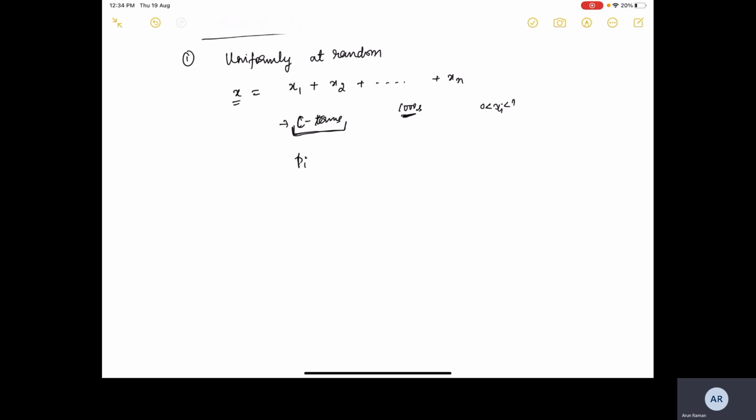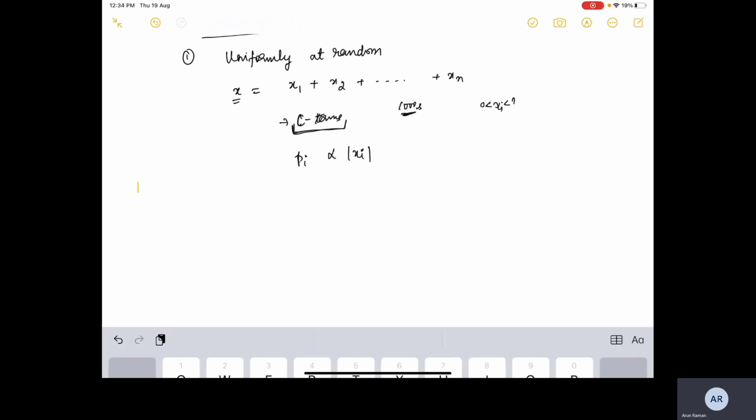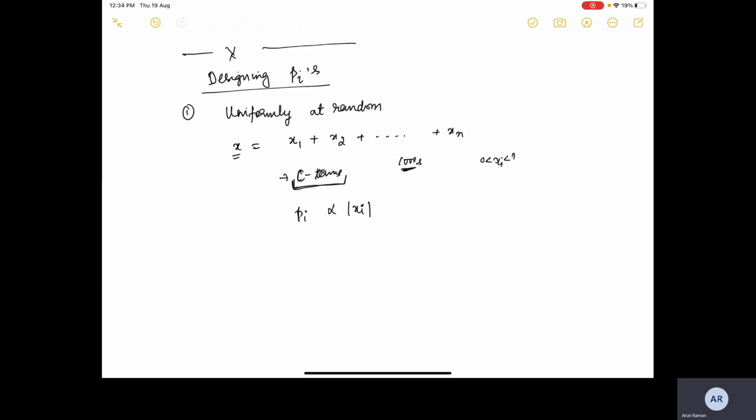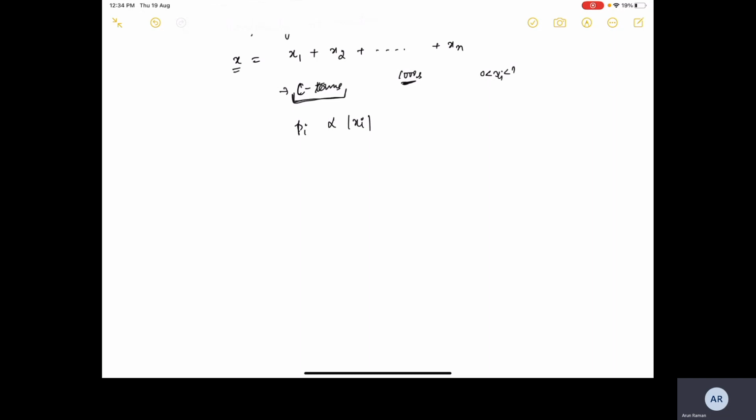To overcome this issue, the intuition says that the probability of picking xi, which is p_i, is proportional to the magnitude of xi. If we want to reduce the variance, we will pick our p_i such that their values are proportional to the value of xi. As it turns out, this intuition works, and the probability distribution designed in such a way is optimal in a certain sense.